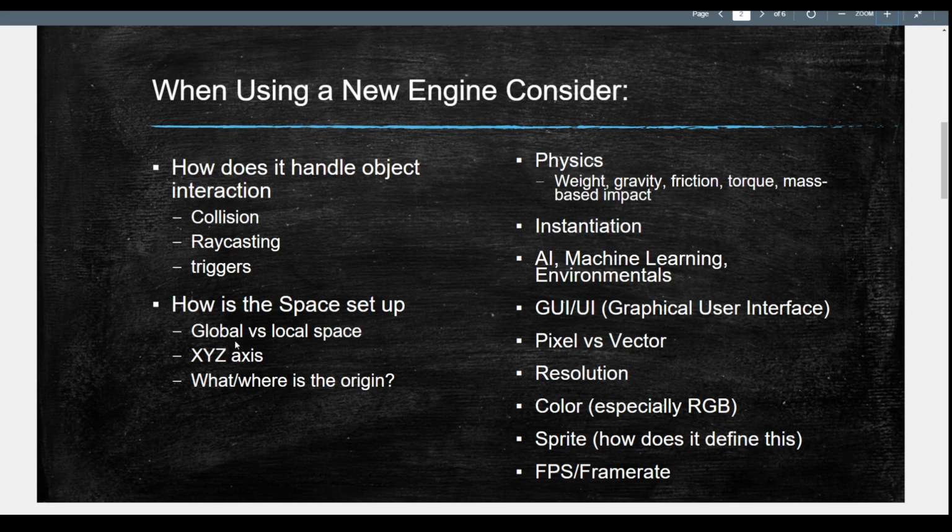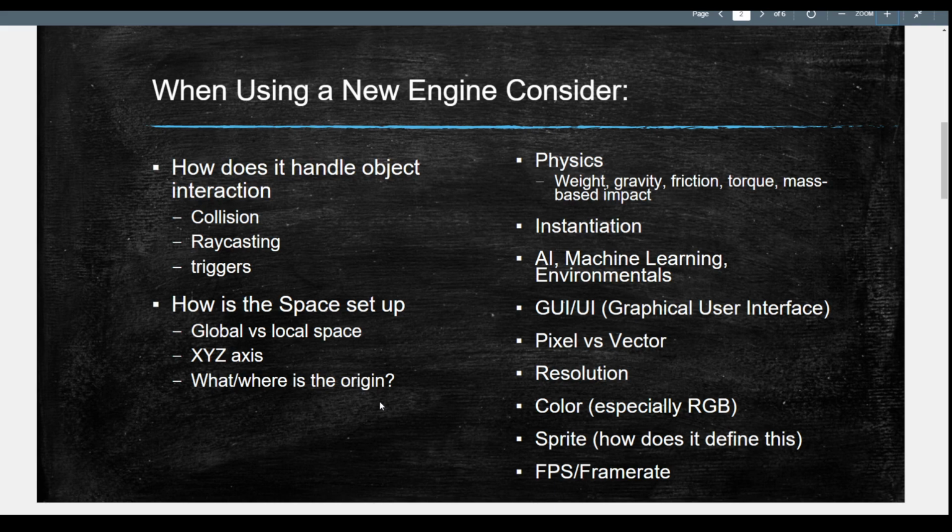How is space set up? Global versus local, X, Y, and Z axis. What or where is the origin? Those of you who have taken level design should know that Unity's origin is at the bottom left corner. So that's where 0, 0 is, and then it works its way up to the top right. In a lot of the programs that we're going to use, it's going to be flipped. It's going to be in the top left and go down to the bottom right. So when you want something to move in one direction, you need to move in the correct direction. That's something to think about.